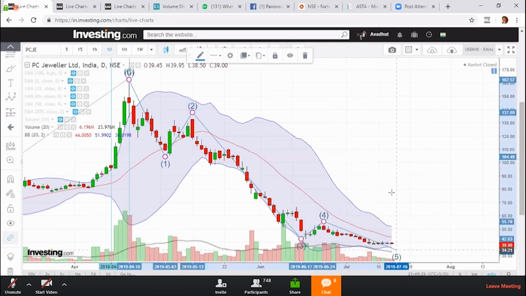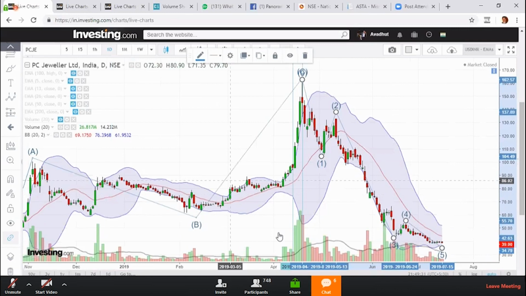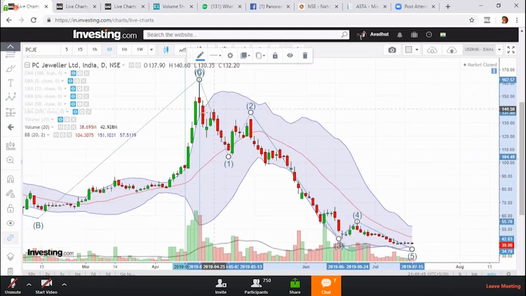But then after a correction wave is over, the impulse will start. The next impulse will start, right? So this is where the Elliott concepts will help you. Okay. So if you find now, a swing trader would short right here after the evening star.